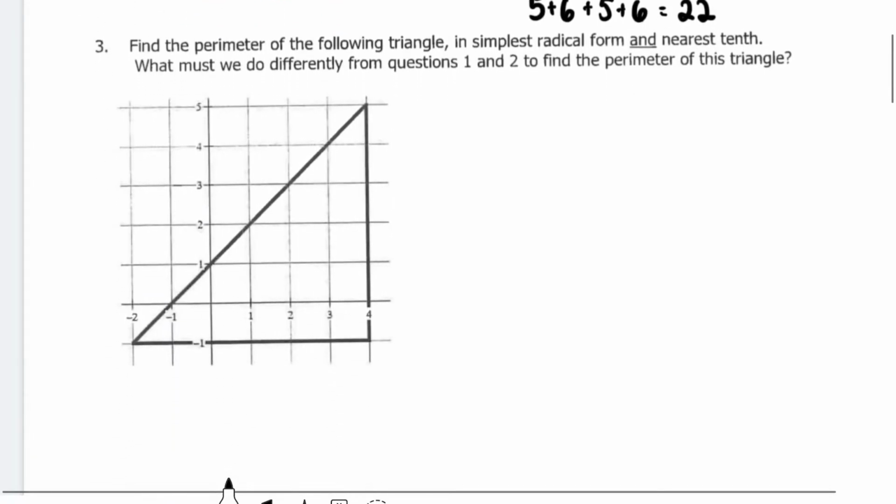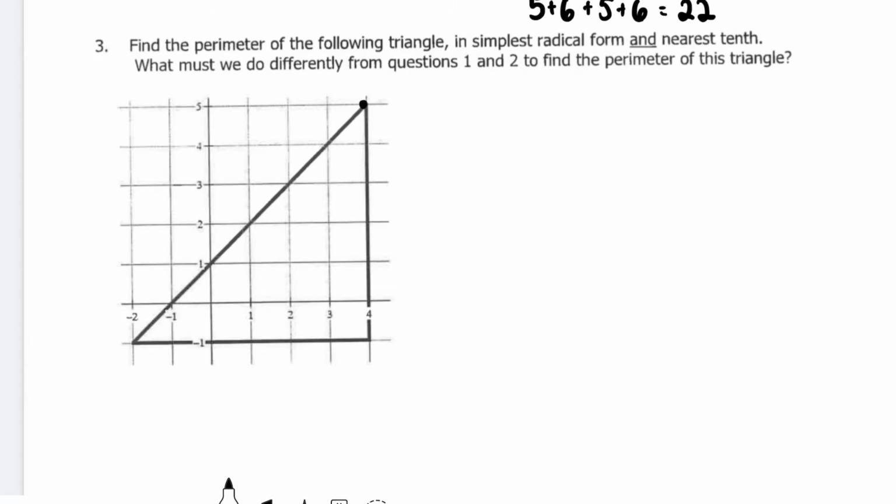When I have something like this, I have a slanted line now, so I'm not able to just count those boxes because the line is slanted. So I need to use the Pythagorean theorem to find that missing side, since this is a right triangle. So I have 1, 2, 3, 4, 5, 6. 1, 2, 3, 4, 5, 6. And then I'm going to use the Pythagorean theorem to find my missing side.